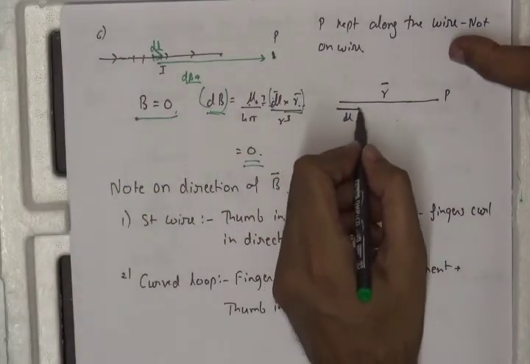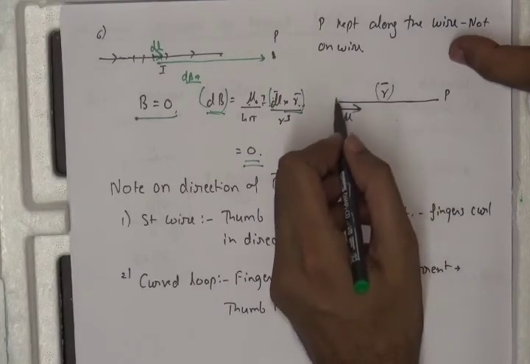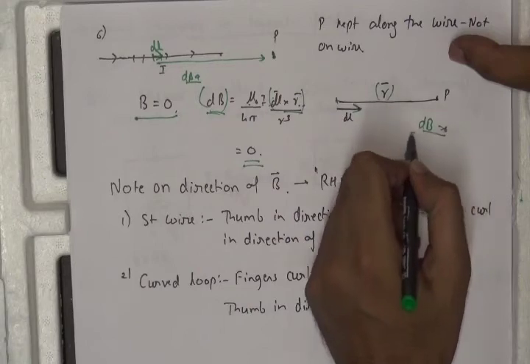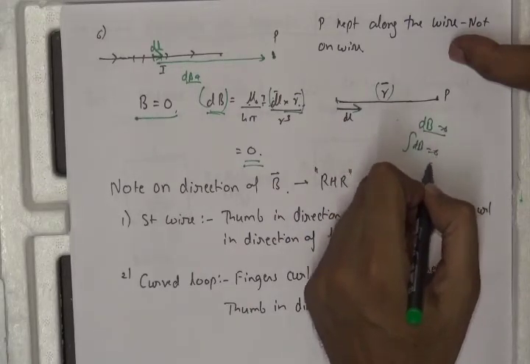This is what is shown here. dl and r are both parallel to each other. Each of the dB will become equal to 0. The sum of all such dB will also become equal to 0.